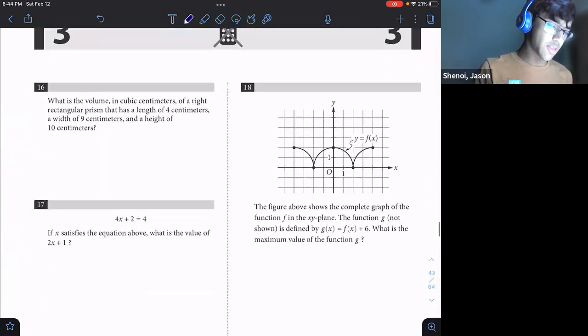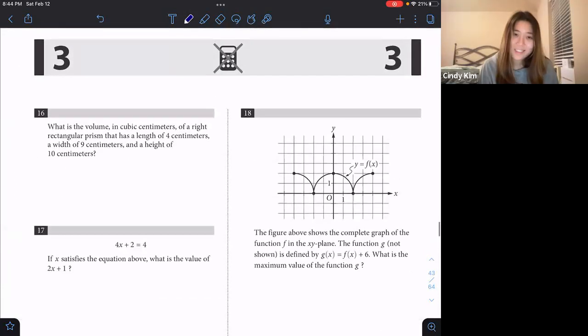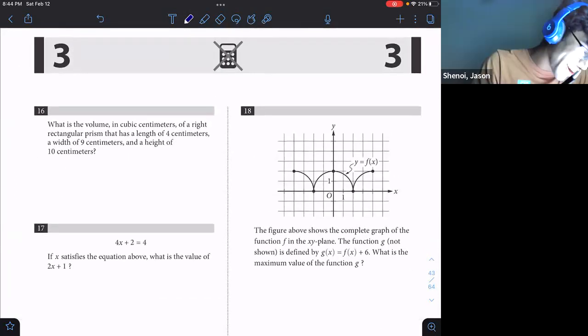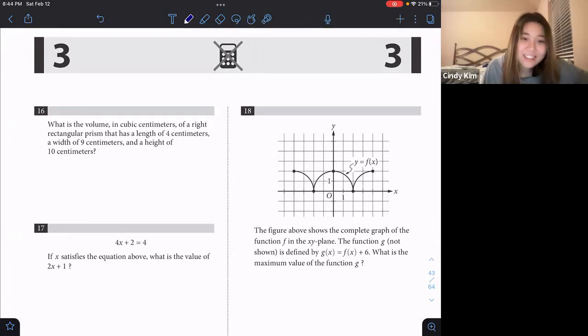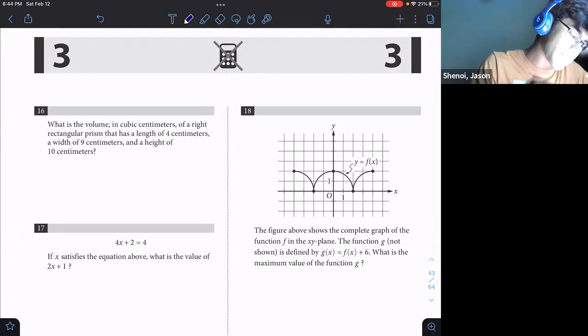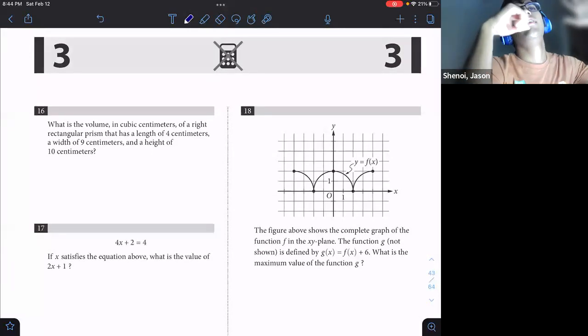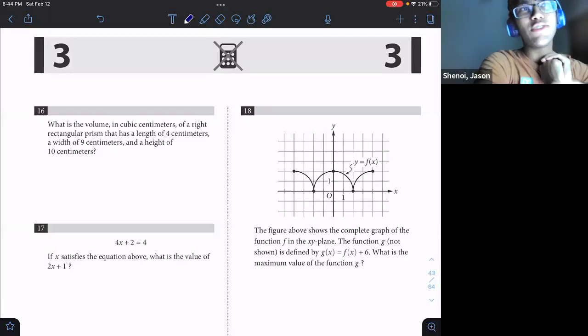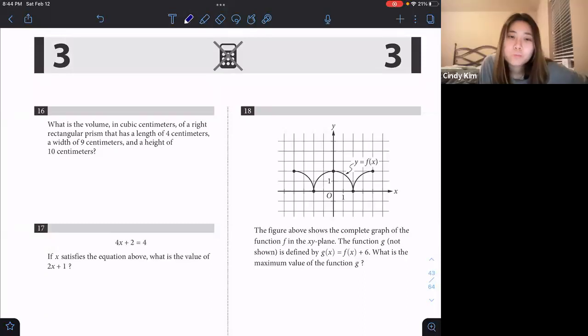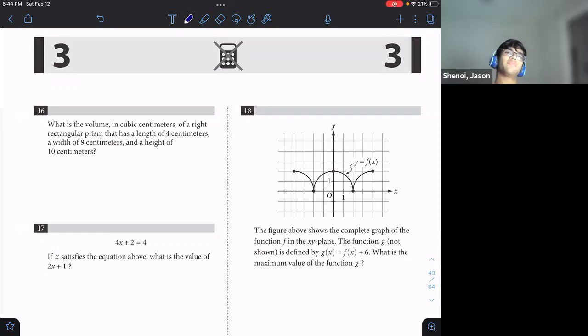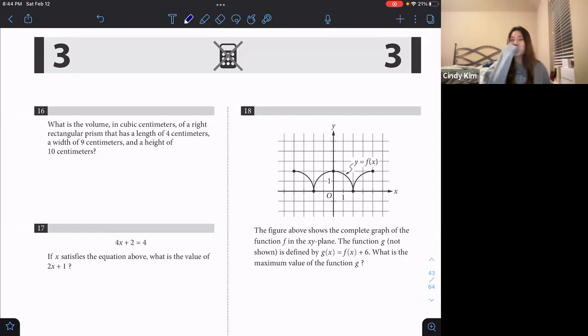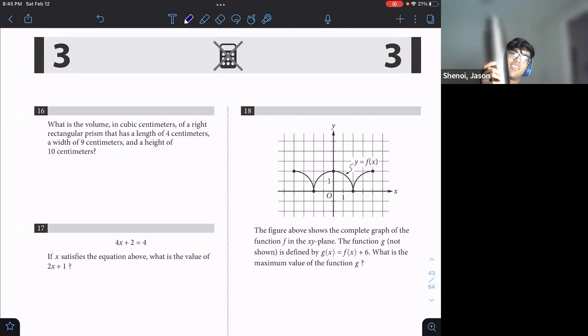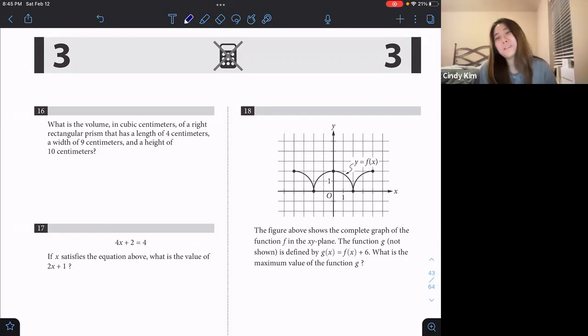All right, next problem. 16. What is the volume in cubic centimeters of a rectangular prism with length, width, and height? Okay, so volume of a rectangular prism. Do you know that formula? Cubic centimeters.